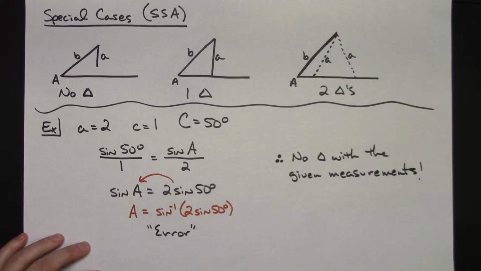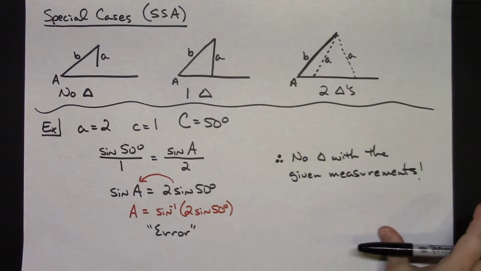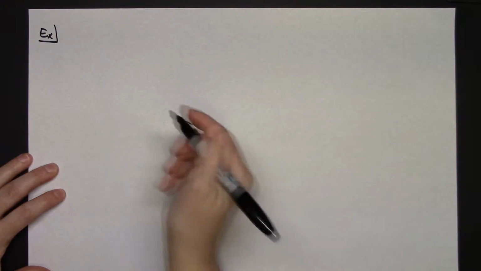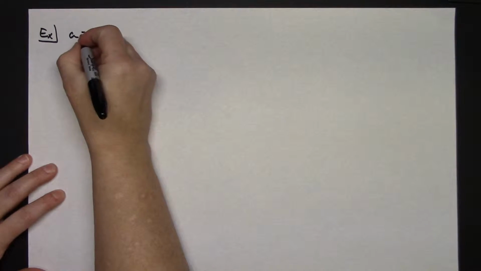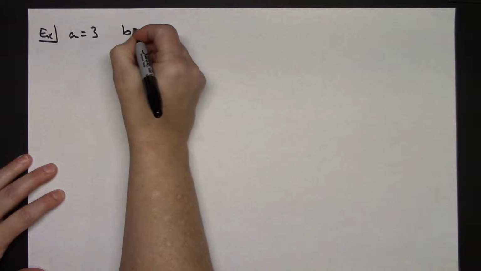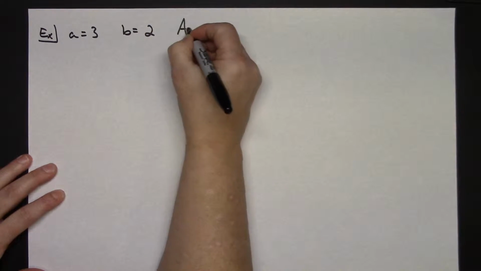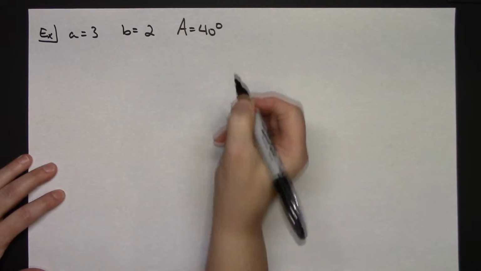So this is one of those special cases, and that's what you're going to encounter when you get that error on your calculator. Now if we take a look at another special case, let's say we have side A is 3, side B is 2, and angle A is 40 degrees.